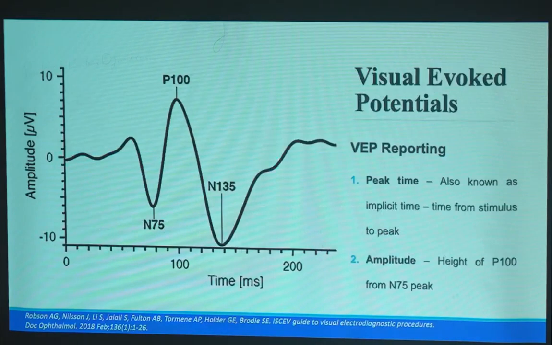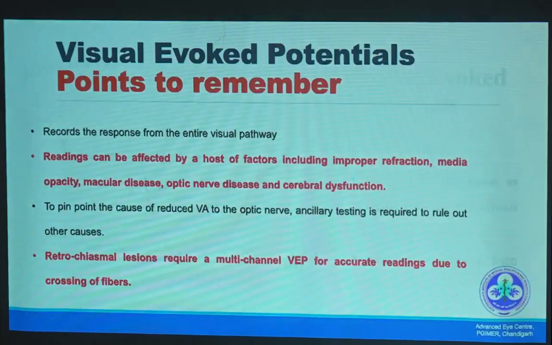And this is the waveform that you get. N75, as it tells you, comes at about 75 milliseconds. The P100 is supposed to come somewhere around 100 milliseconds. So you want to see the peak time, when are those waveforms coming, whether they are coming when they should be, and you want to see the height of the waveforms, whether their amplitudes are normal or not. So these are the 2 components that you would like to see.